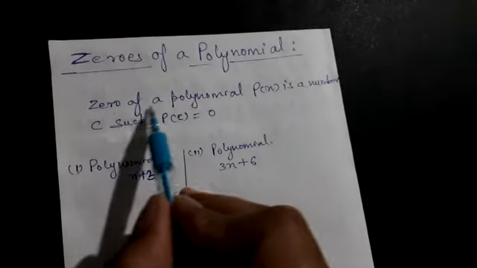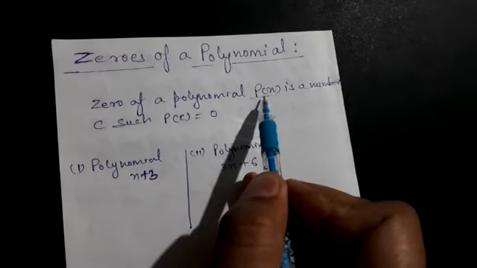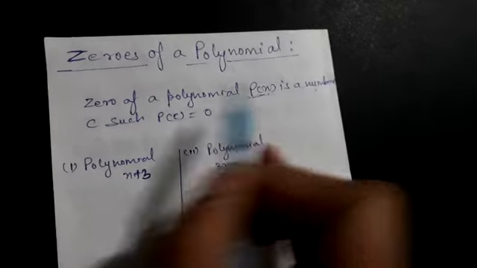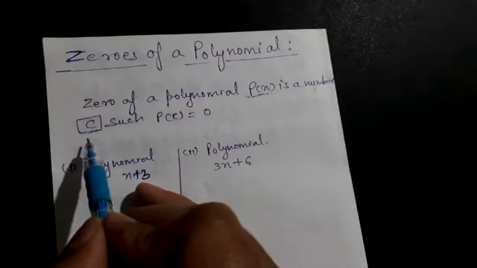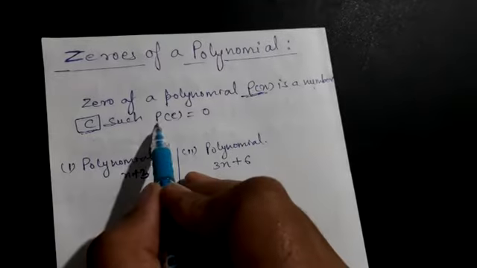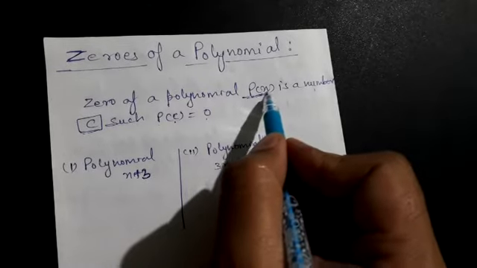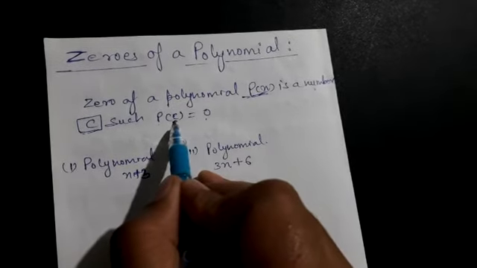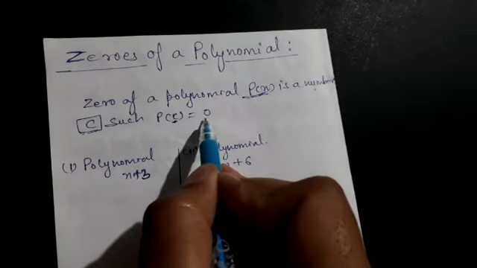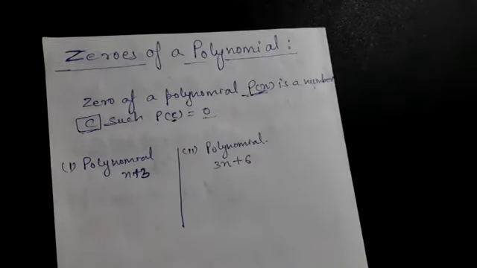So zeros of a polynomial p of x. Suppose you are given any polynomial p of x. How will we find its zero? The zero of any polynomial p of x is a number c, where c is any number, such that p of c is equal to 0. It means in the given polynomial, in place of x we substitute c, and after substituting c, the value of the total polynomial will be equal to 0. Let us try to understand this with the help of an example.